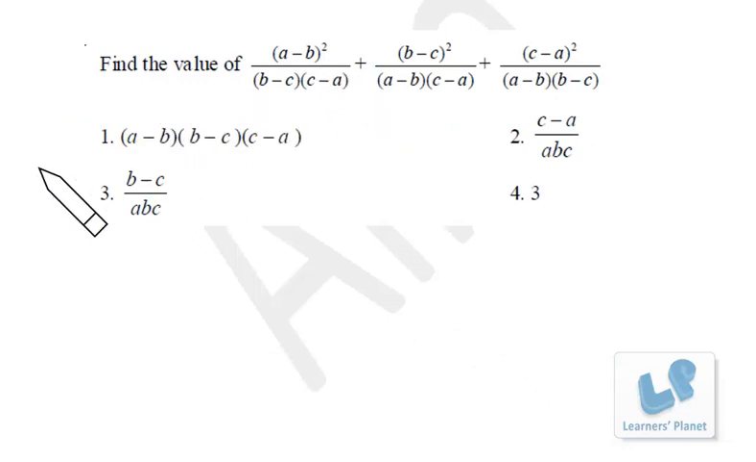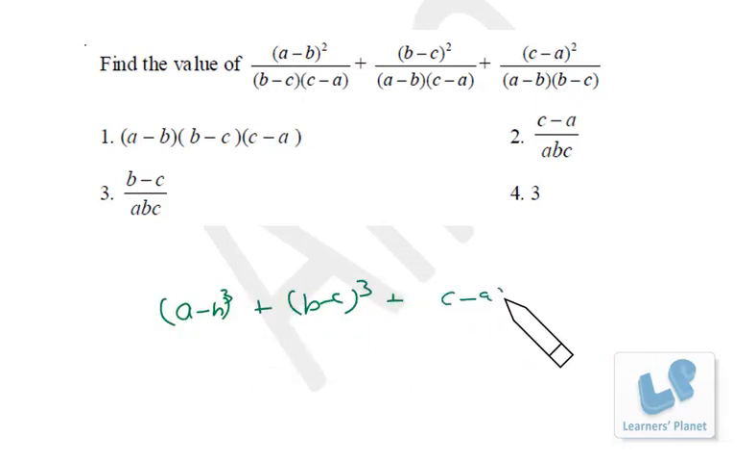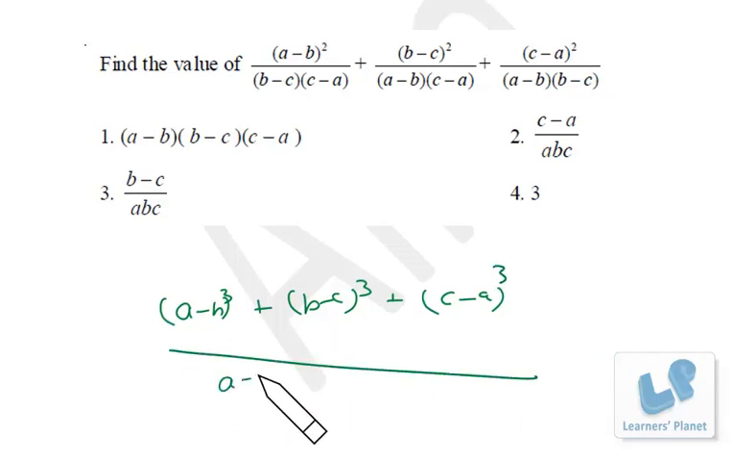Find the value of this expression: (a minus b) whole square by (b minus c)(c minus a), and so on. To make it simple, we can multiply the numerator and denominator by a minus b, b minus c, and c minus a respectively, so we get the same denominator in all cases. Then we can take the LCM easily. So we will have (a minus b) whole cube plus (b minus c) whole cube plus (c minus a) whole cube, by (a minus b)(b minus c)(c minus a).